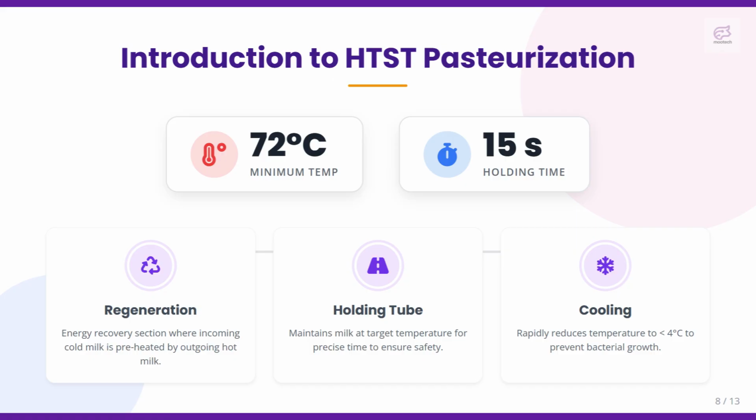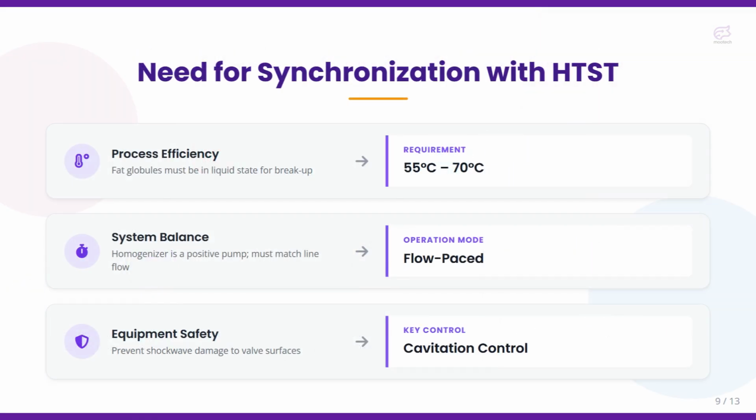Why must homogenization be synchronized with HTST? Process efficiency: fat must be in liquid state, required temperature range is 55 to 70 degrees Celsius. System balance: homogenizer is a positive displacement pump, flow must match HTST flow rate. Equipment safety: cavitation must be controlled to prevent valve damage. Therefore, temperature, pressure and flow must be synchronized.